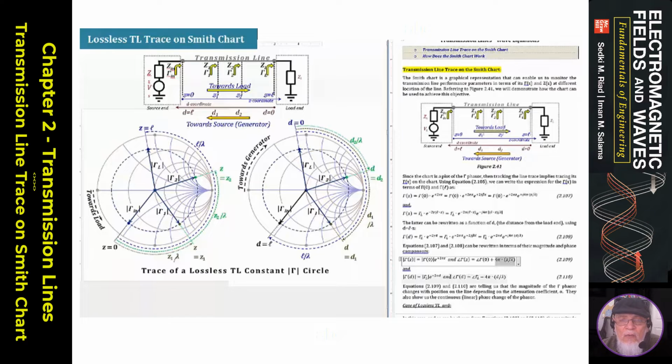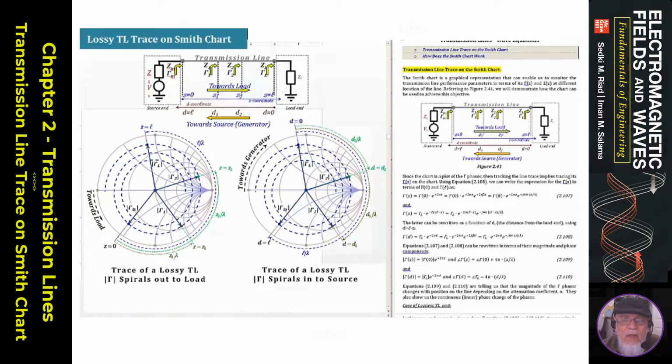Let's move to a lossy case. We'll jump to this slide, and here we have a situation where the gamma magnitude is not the same anymore, because the gamma magnitude is going to change by e to the 2 alpha z. Now, if I'm moving towards the load, my z is increasing and e to the 2 alpha z is increasing, a rising exponential, and my gamma of z is going to increase. So if you are moving towards the load, and I start at some location, where is gamma n? Right there is gamma n.